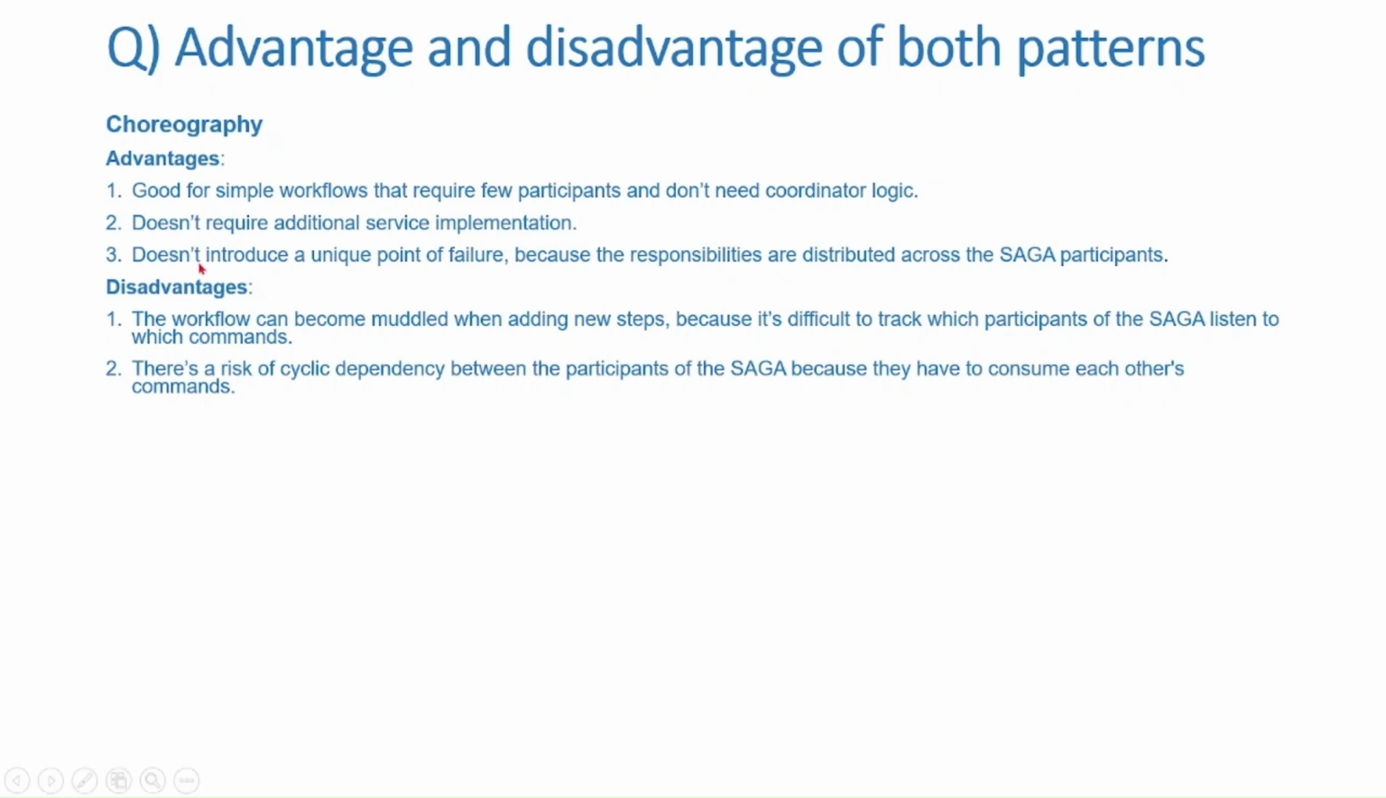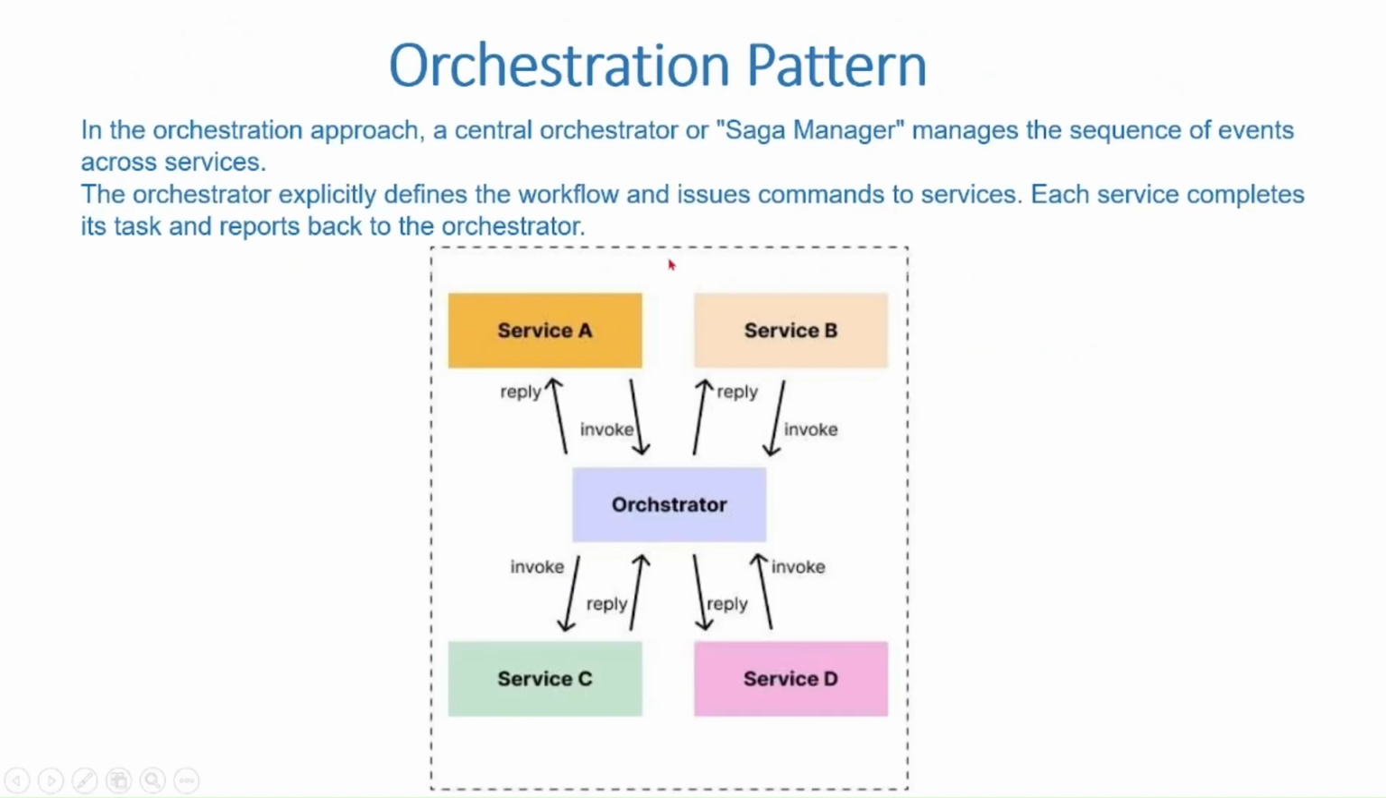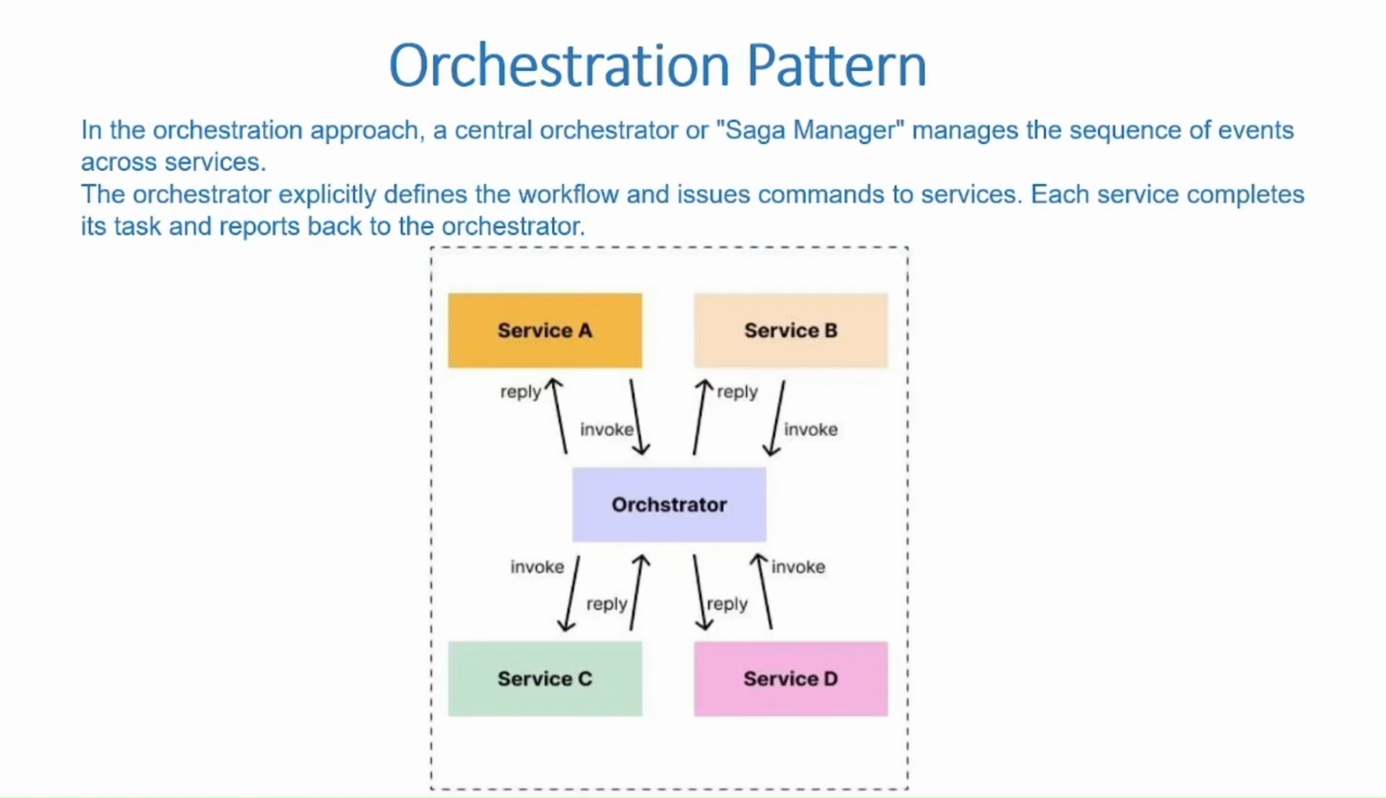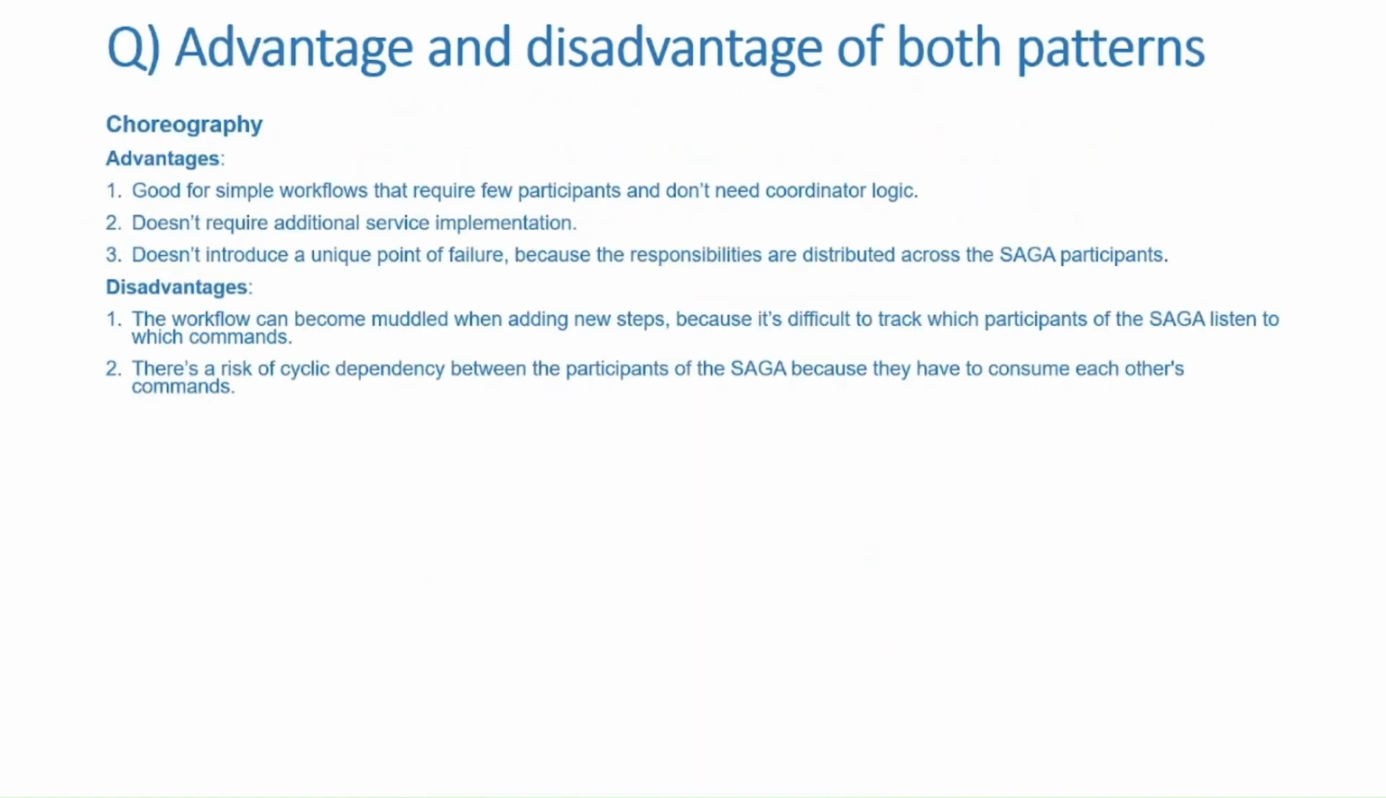It doesn't introduce a single point of failure. You can see in the orchestration pattern, this is a central coordinator microservice. If it goes down, your entire system, entire transaction will fail. So this is known as a single point of failure. But in the choreography pattern, if any of the services goes down, then there would be a partial failure. Your entire system won't go down. So this is one advantage of choreography.